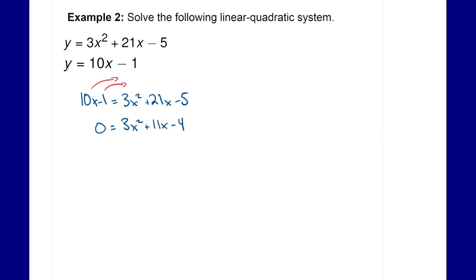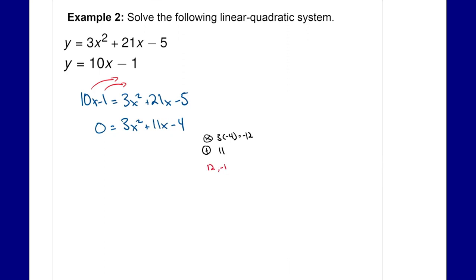This one though, you can factor. It is a complex trinomial, right? So you are looking for 2 values that multiply to 3 times -4 or -12, and 2 values that add to +11. This one actually works out quite well. We have +12 and -1.